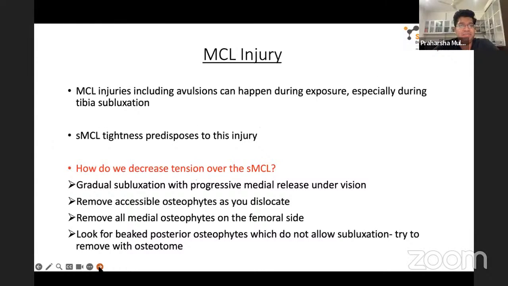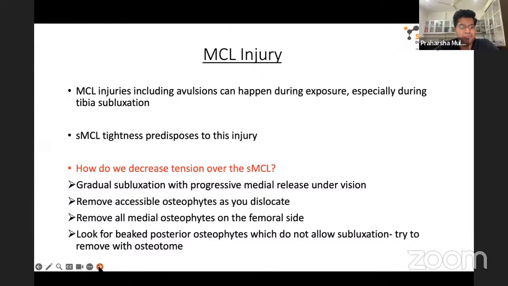So when do these MCL avulsion injuries happen? They usually happen in difficult cases during exposure, or when you're trying to balance, and during implantation, when you are trialing, you land up with this injury. Tightness of the superficial MCL really predisposes to this injury. So how do we decrease this tension over the superficial MCL, especially as you subluxate the tibia to expose the joint? You have to do a very gradual subluxation with progressive medial release under vision.